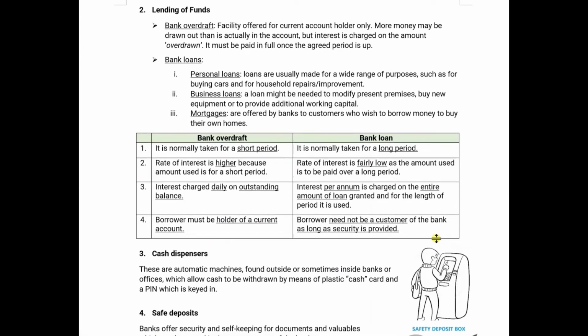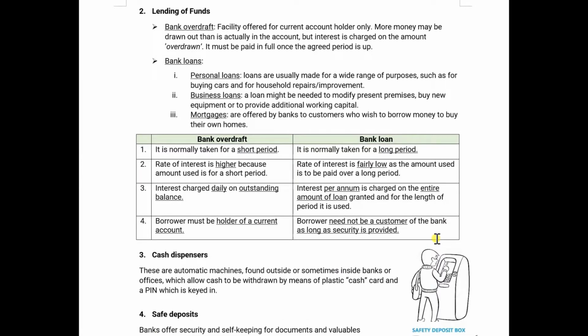Okay, so number two, the bank can lend you the money. Okay, lending of funds. Funds over here refers to the money. So the bank can lend you money. There are two ways the bank can lend you the money. Number one is through the bank overdraft, or number two is the bank loan. So bank overdraft is a facility offered for the current account holder only.